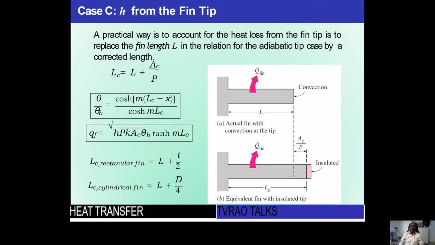So with this, we will stop extended surfaces. Next, we'll go to transient heat conduction, which we'll discuss in the next class.